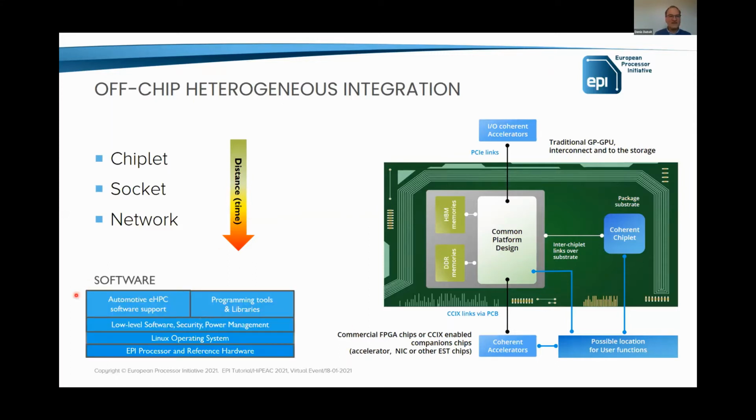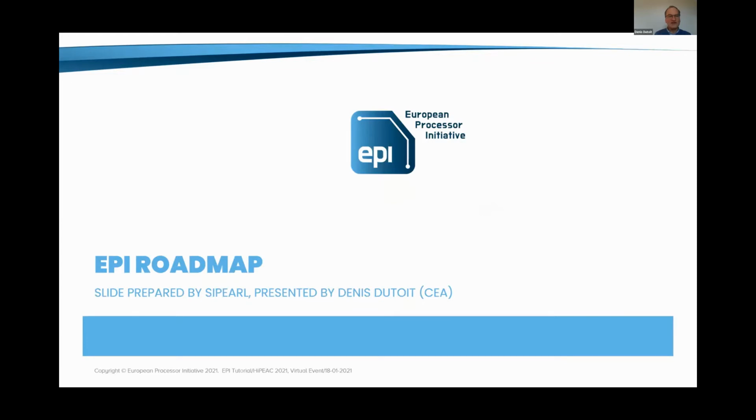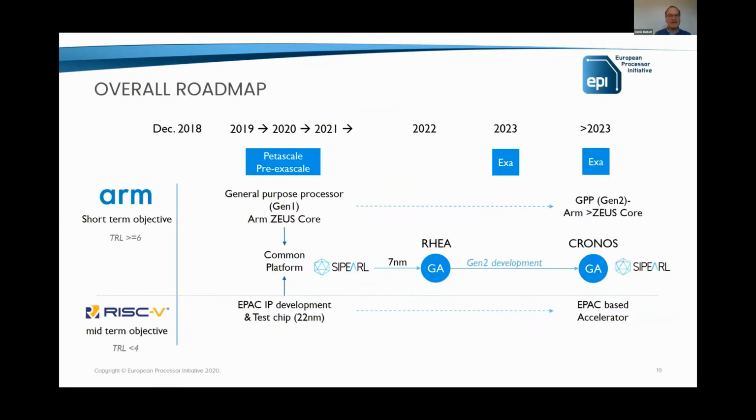Once again, we need software to harmonize all of that together. So this is a very short introduction of what we are developing in terms of architecture and heterogeneous integration. And now I would like to figure out this common platform implementation with a roadmap of EPI.